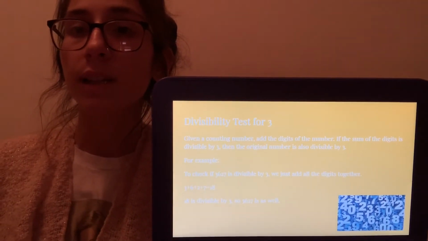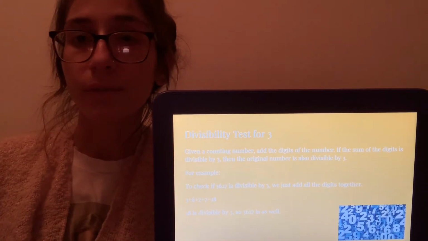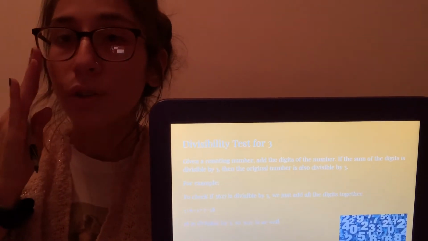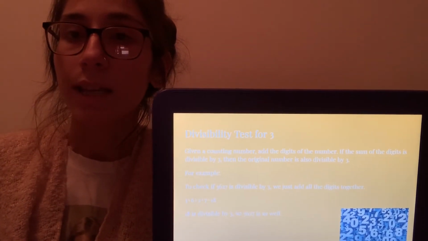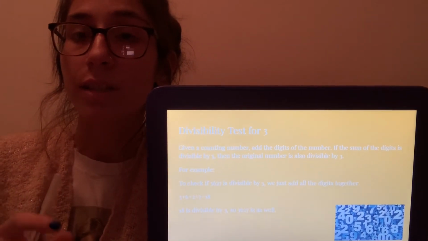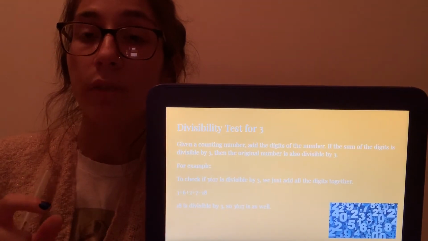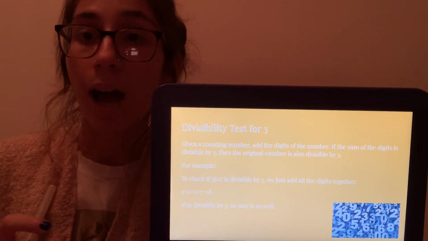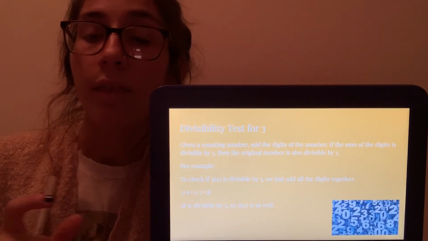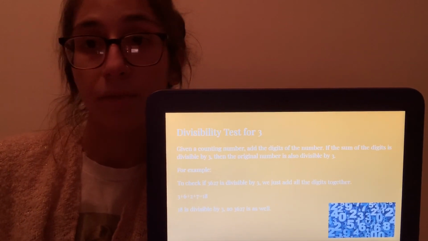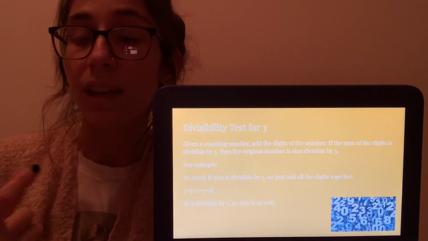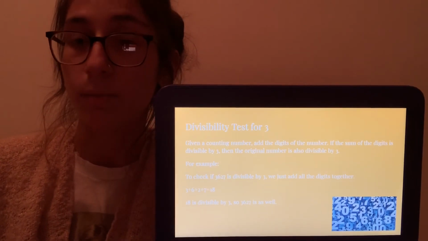So the divisibility test for number 3 is a little bit different than the rest. All you have to do is add the digits of the number, and if the sum of those digits is not divisible by 3, then the number itself is not divisible by 3. If it is, then it is divisible by 3.